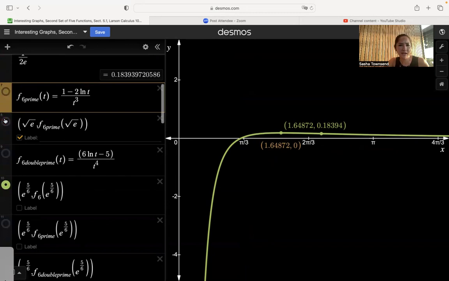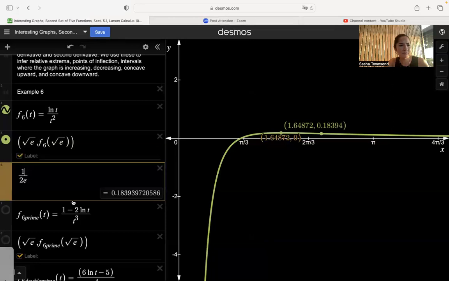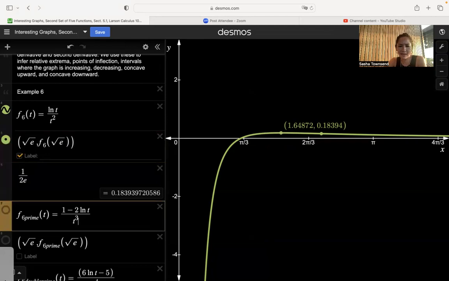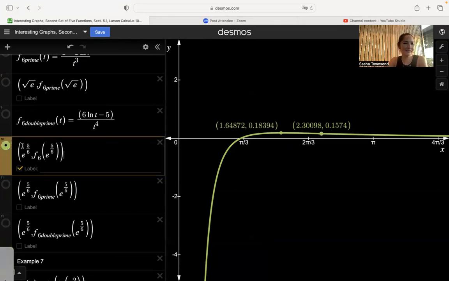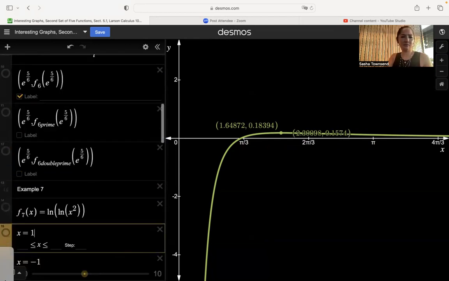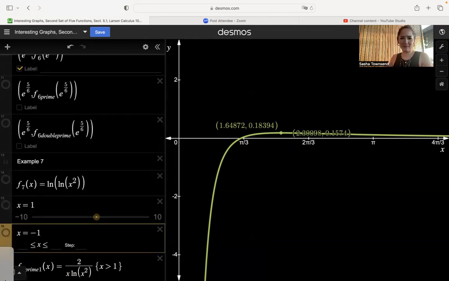The relative maximum value at square root of e and f of square root of e. That's right here. And then the point of inflection was at that e to the 5/6 and f evaluated at e to the 5/6. Okay, so that was one of our functions involving the logarithm. Now let's look at another one. I think we might just do 2 in this video rather than all 4 of these.